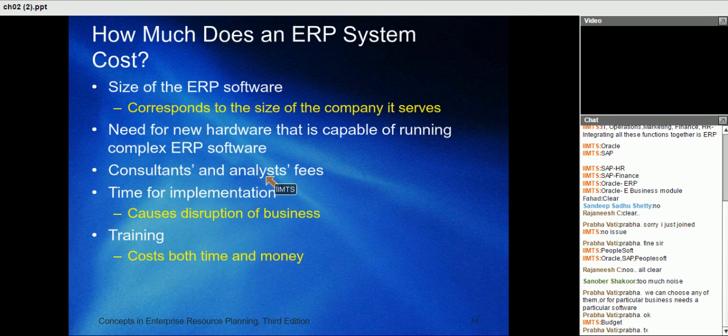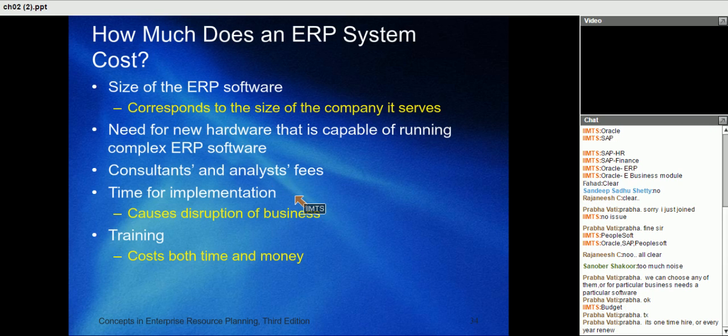Then the consultants and analysis fees, the company which is installing that ERP system into your company, so you have to pay the fees for the consultants. Then you have the time for implementation and the training part. You should also train the employees of the organization where you are installing the ERP system.